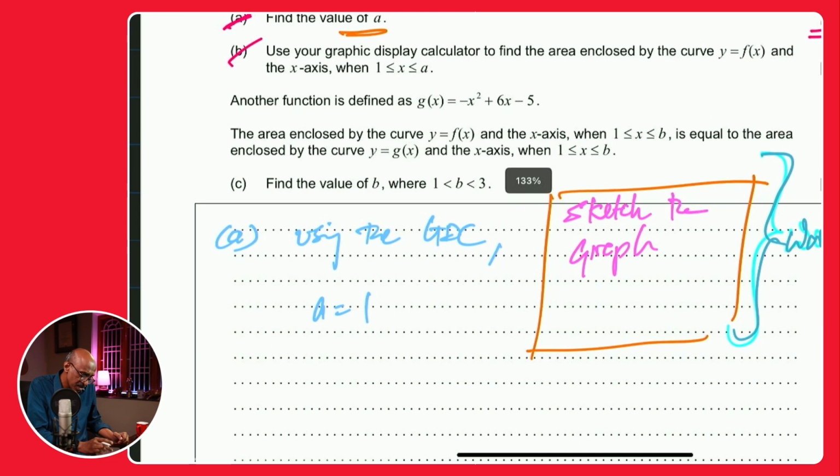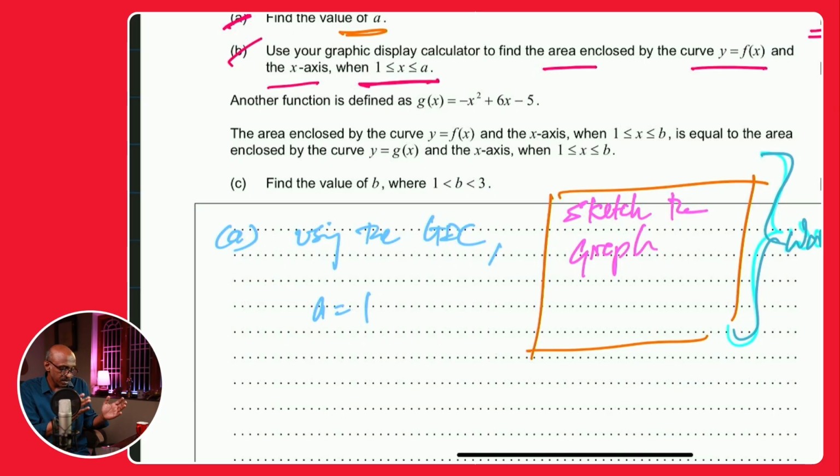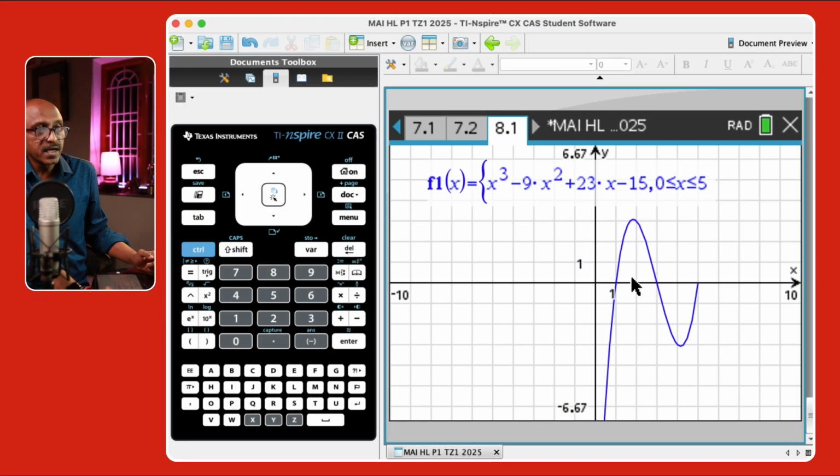Using your graphic display calculator, find the area enclosed by the graph of f that we just did and the x-axis for the values of x between 1 and a. So let's get back there, and we're looking at the area between 1 and a. That's the a, right? Between 1 and 3, what is that area? Okay, so it's basically just the integral of this function as given to you from 1 to 3. And they said using the graphic display calculator. That means you could use the calculator option here, the direct, what do you call that? Definite integral.